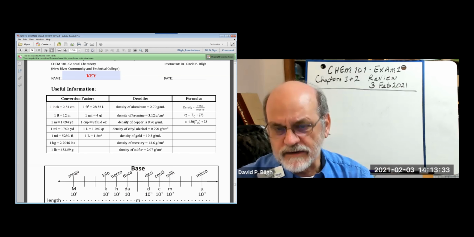The temperature of the liquid is 60 degrees centigrade. That's it. None of the others were right, so D has to be the only answer. That's quantitative.